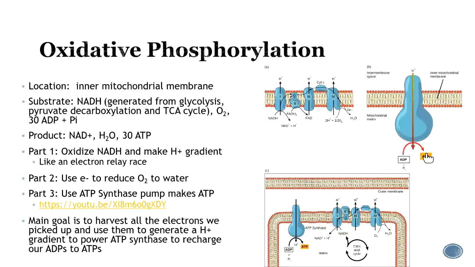So these link together. Remember, all the electrons we picked up in glycolysis and in the TCA cycle, we pick them up, drop them off, and go through here. Electrons get picked up by oxygen and make water in the end, and we generate this hydrogen ion gradient. This gradient then powers this molecule, and that will lead to the recharging of ATP. This is a cool little video that walks you through how this molecule works.